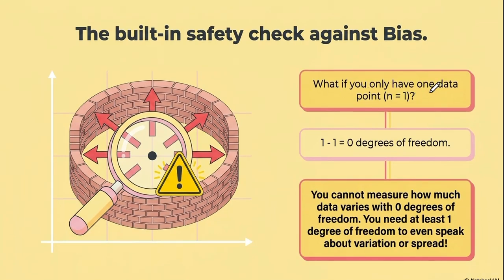So what if you have only one data point? Okay, so suppose only one data point means n is equal to 1. Then what is the degree of freedom? According to the formula, 1 minus 1 is equal to 0 degrees of freedom. That means you cannot measure how much data varies with 0 degrees of freedom. Okay, you need at least 1 degree of freedom to even speak about the variation or spread, correct? So for a single data point, there is no choice at all. So that's why degree of freedom is 0. Whenever degree of freedom is 0, you cannot measure how data varies. So at least one degree of freedom is required to tell something about the data.